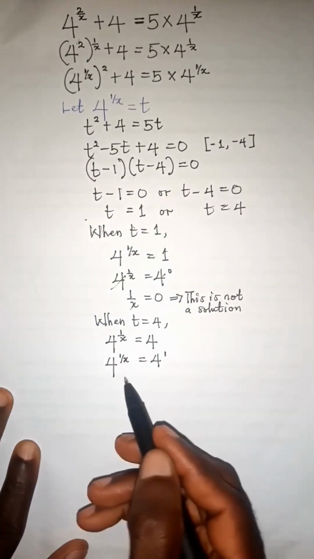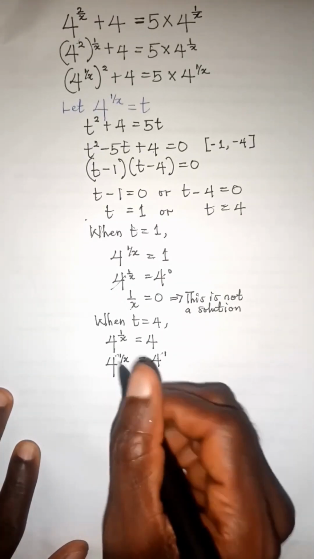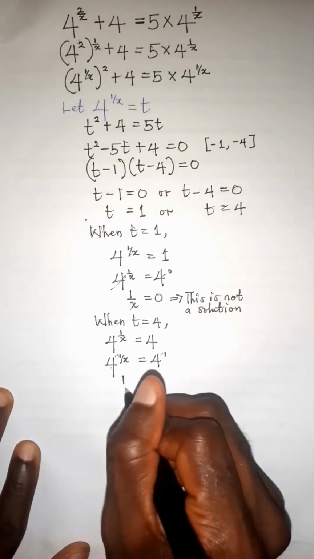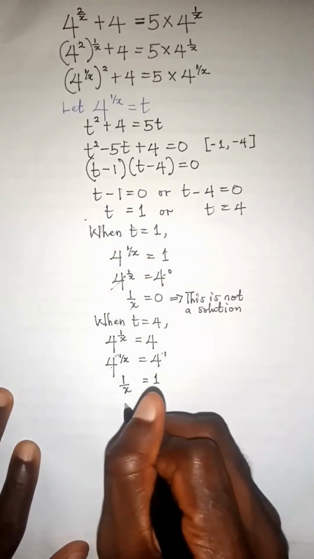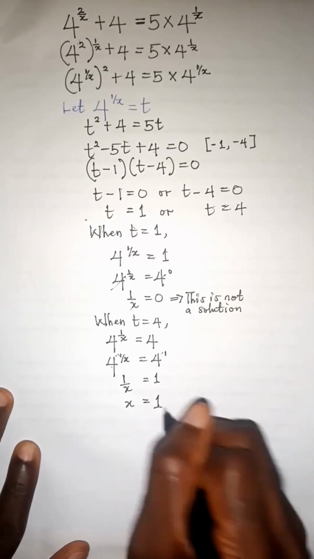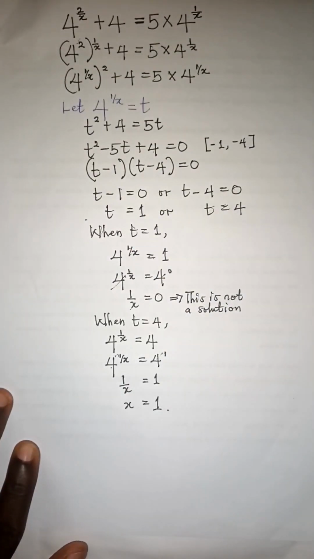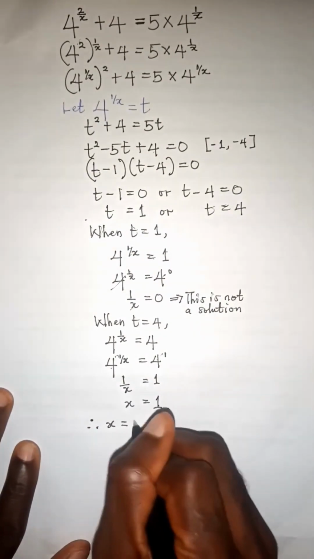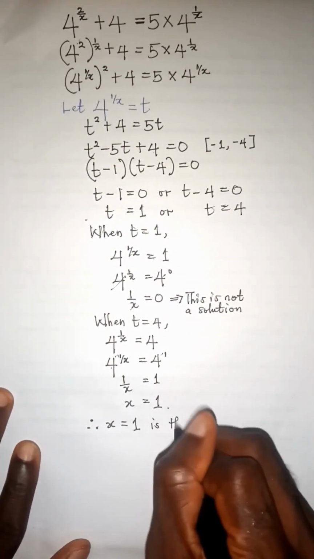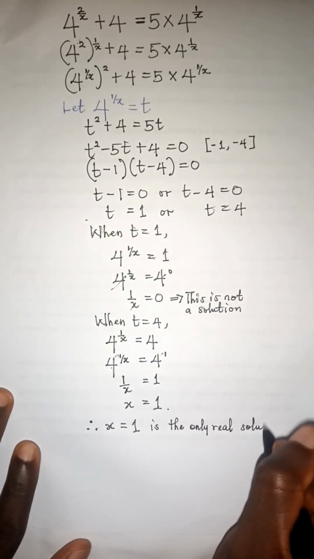And when we equate the exponents, the bases are the same, so we can drop them. 1 over x is 1. And taking the reciprocal of both sides, x will be found to be 1. We can check the result by placing the value in the original equation to see that it is valid. So we can say, therefore, x equals 1 is the only real solution to the given equation.